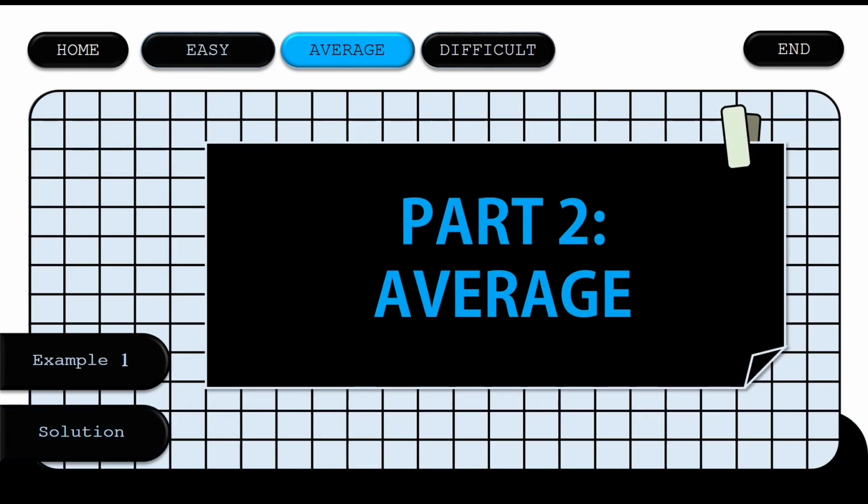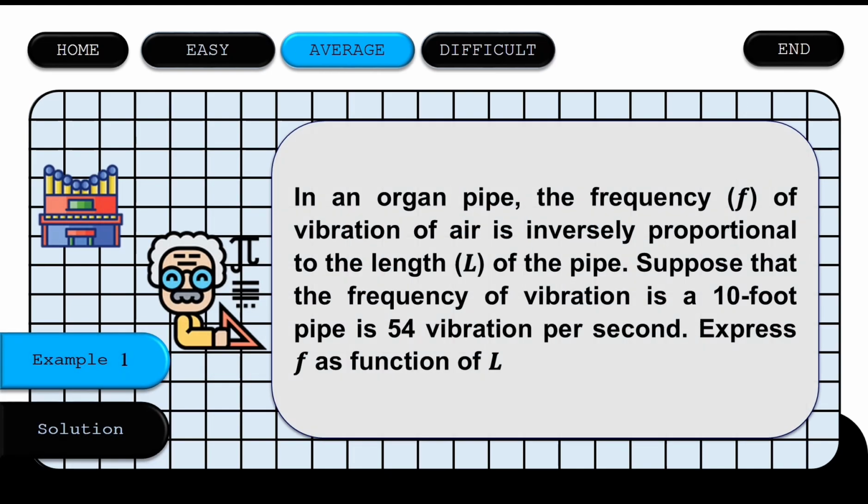Sa pagpapatuloy sa ating part 2 o ating average level, our problem, in an organ pipe, the frequency of vibration of air is inversely proportional to the length of the pipe. Suppose that the frequency of vibration in a 10-foot pipe is 54 vibrations per second, express f as function of L.